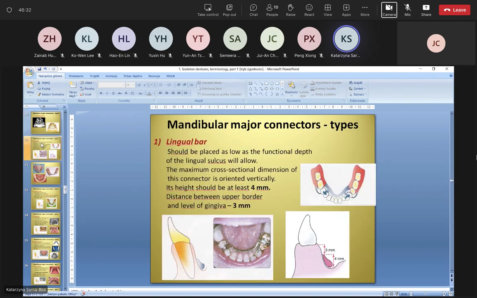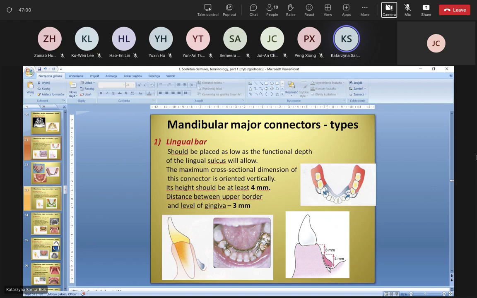And what about the mandibular major connectors types? The first one is a lingual bar. Lingual bar is placed, as you see here. This lingual bar should be placed as low as the functional depth of the lingual sulcus will allow. You see here. The maximum cross-sectional dimension of this connector is oriented vertically.